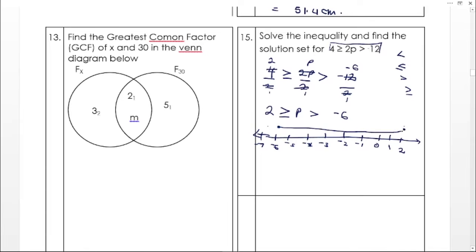Now what we are going to do is this. Negative 6 is not inclusive, but 2 is inclusive. Therefore the solution set is going to be 2, 1, 0, negative 1, negative 2, negative 3, negative 4, negative 5, up to there. Good of you. That is our solution set.